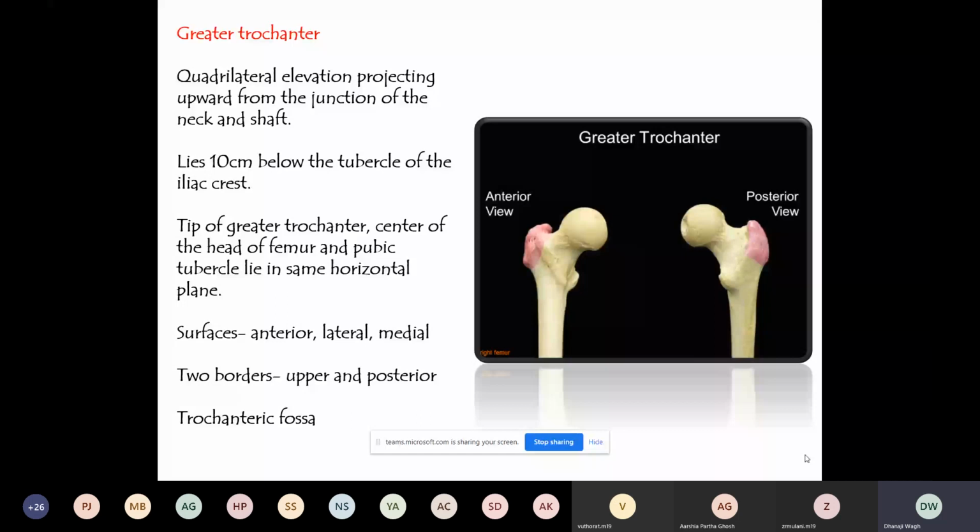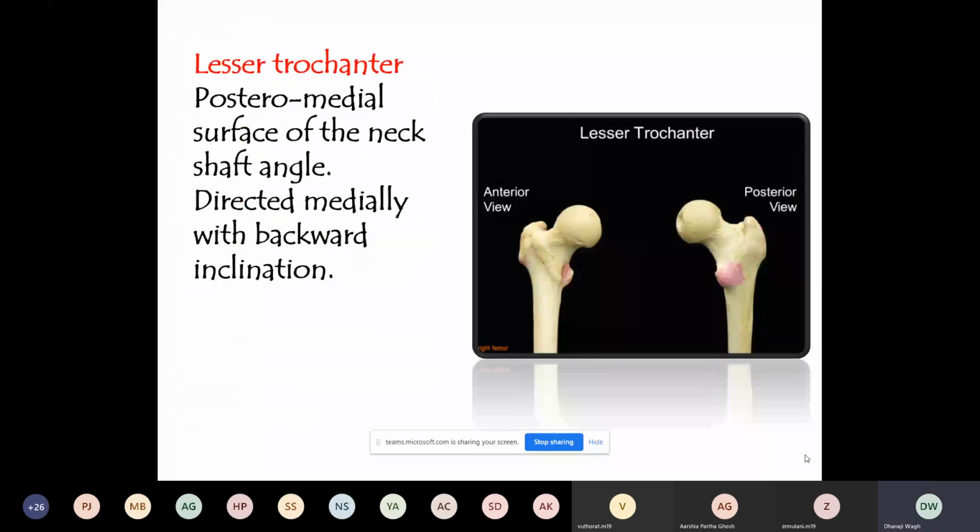It has two borders, upper and posterior, and beneath the neck and this greater trochanter there is one depression. This is the trochanteric fossa. The greater trochanter has an upper border, three surfaces, anterior, medial and lateral, and its apex is termed the posterior part of the posterior border.